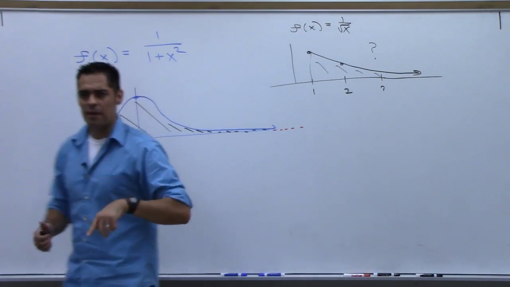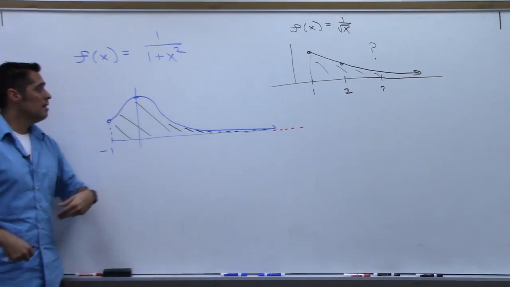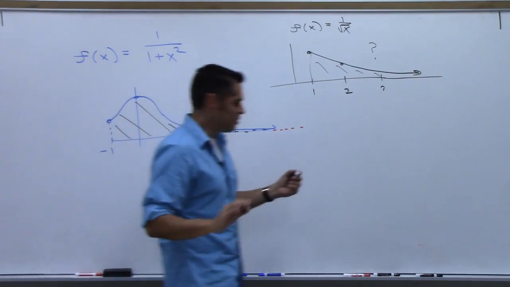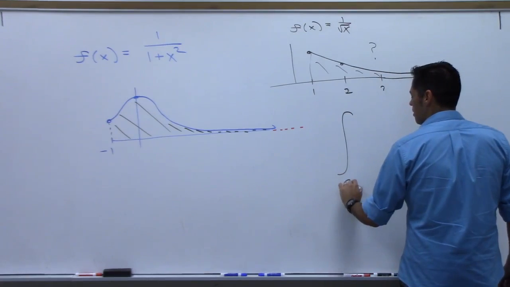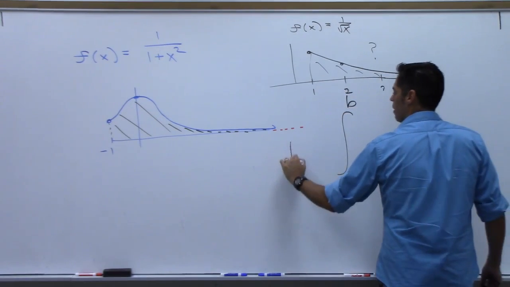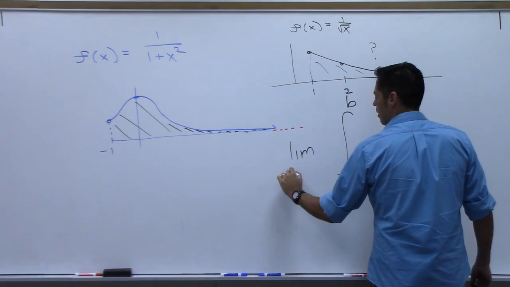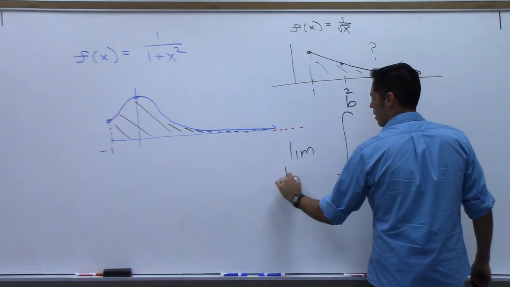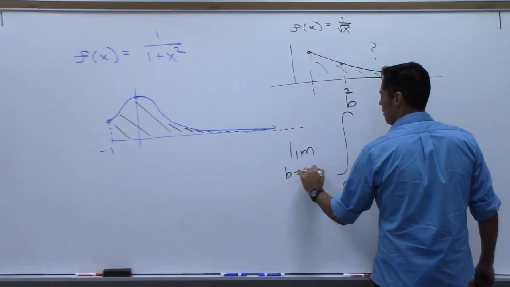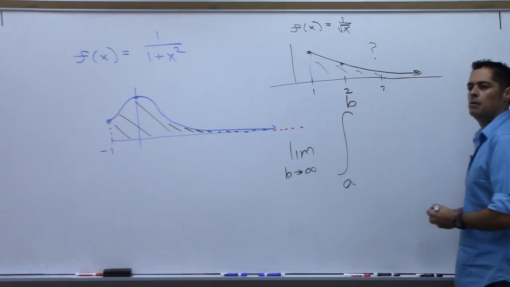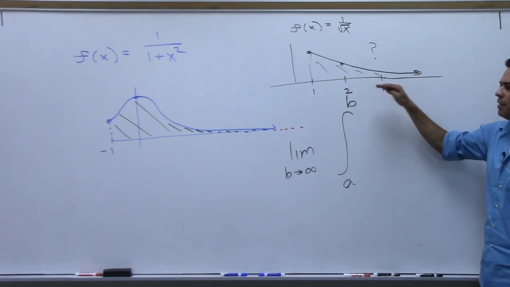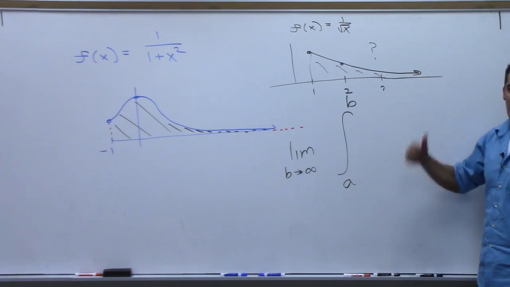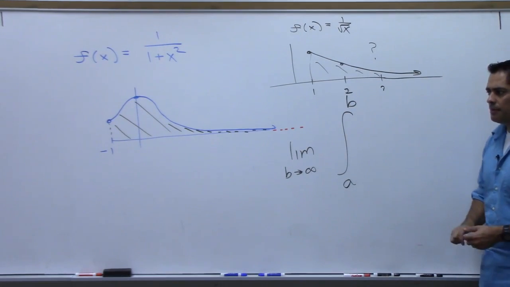Without getting into the detail, I don't think I have enough time to start setting it up, because there's a lot of notation we have to use. We have to go back to limits. Don't get all upset, it's not as bad as you think. What we're going to do is take the limit and let b go to infinity. We'll do the integral from a to b, then let b go to infinity. That will allow us to figure out what the area is.